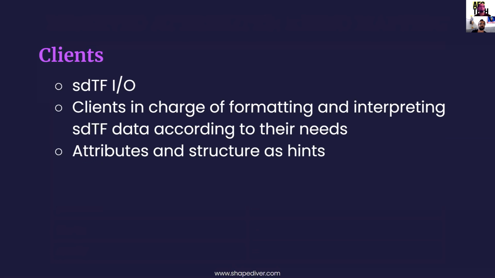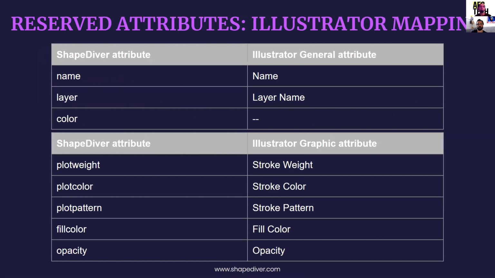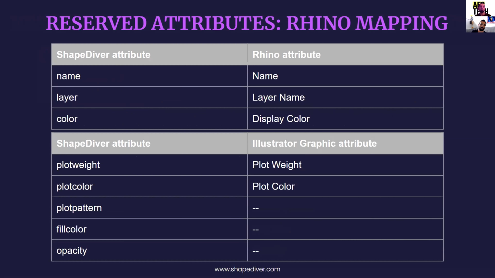So in terms of attributes, there's essentially two main types of attributes. We have a set of reserved attributes, which are the ones that are generic enough that it makes sense to have them reserved and used for a specific purpose in each client. Essentially, we have an attribute called name, which in the Rhino client is going to be mapped with the name of an object in the document, and that name makes sense in most of the clients you can think about. Layers also make a lot of sense in most of the CAD software that everyone here uses.